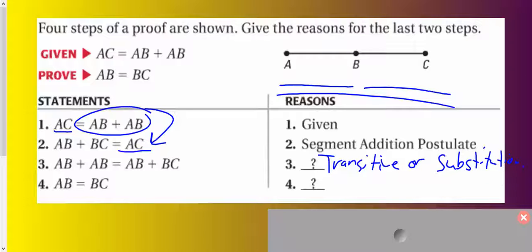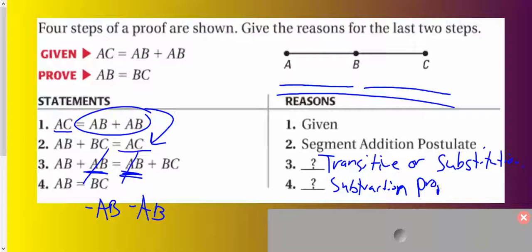And finally, the last step is AB equals BC. You're going to notice here, this is a new step that we're learning. If there's the same value on both sides, we can subtract AB from both sides, just like in algebra, and that eliminates it. So this would be the subtraction property of equality. We're subtracting the same value on both sides, and that proves our statement that AB equals BC.